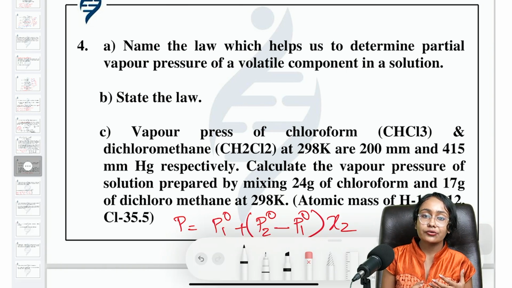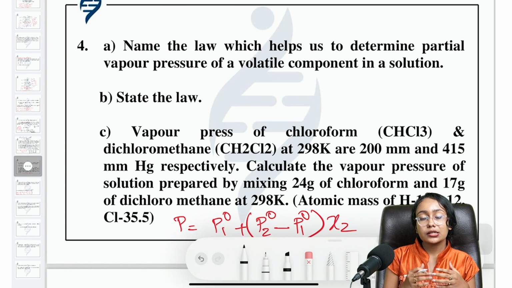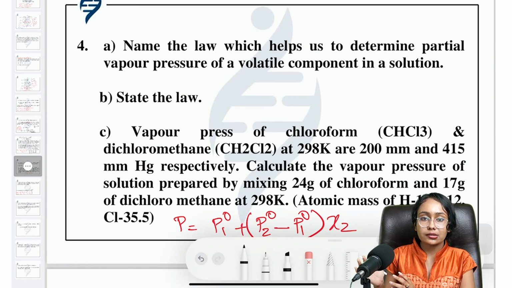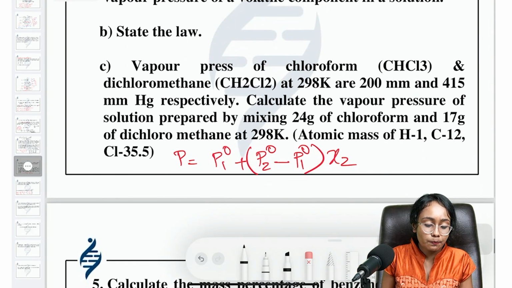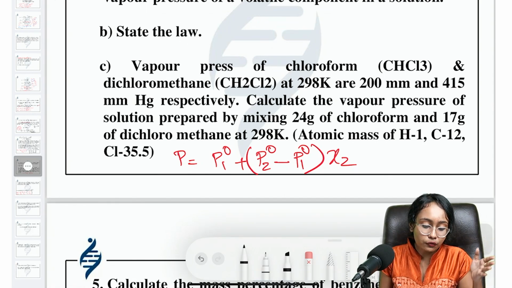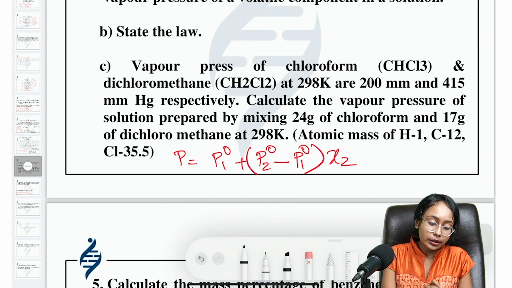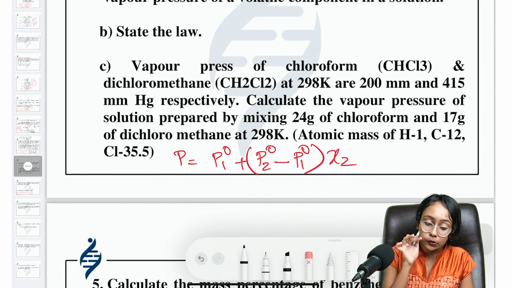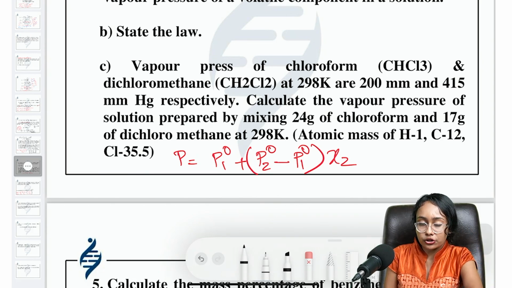You know what Raoult's law says, right? If a solution is taken and the components, individual components, the partial pressure of individual components will be directly proportional to the mole fraction of that component in that solution. That is the concept that the law provides, right? So just put those into words. Vapor pressure of chloroform and dichloromethane is given, 200 and 415. Calculate the vapor pressure of solution prepared by mixing 24 grams of chloroform and 17 grams of dichloromethane at 298 Kelvin temperature. You need to find the vapor pressure of solution.